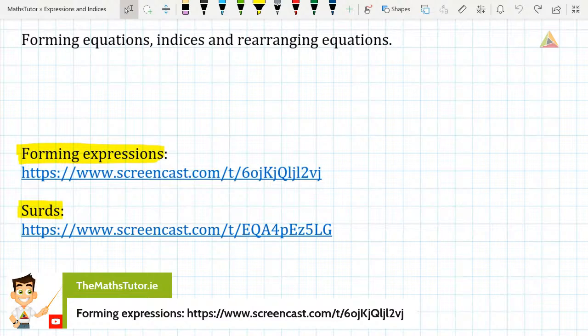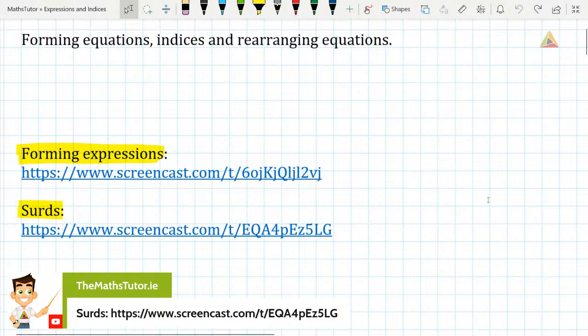And the second one, which we won't get a chance to look at today, is on surds. So this is where we're dealing with things like square roots and things like that. So there's 2 videos for you there in the comments that you should be able to go and look at after this class on these topics.